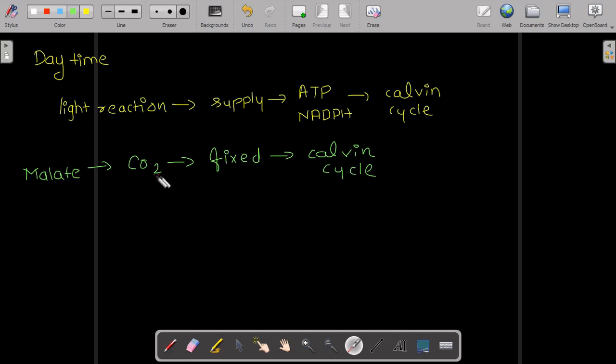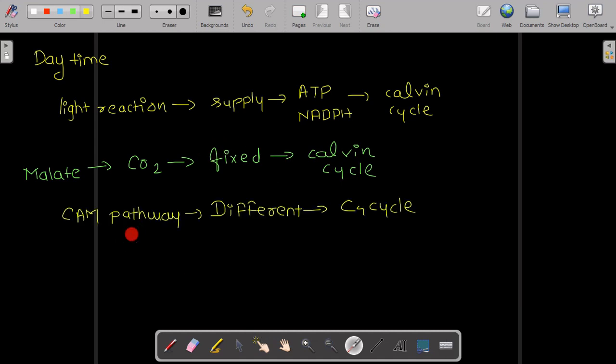Okay, this carbon dioxide was stored last night, and during the day the ATP and NADPH came into the picture because of the light, and that is how these three ingredients came up. The Calvin cycle takes these three things and produces carbohydrates. That is what the CAM pathway is all about. Now this CAM pathway is different from the C4 cycle.